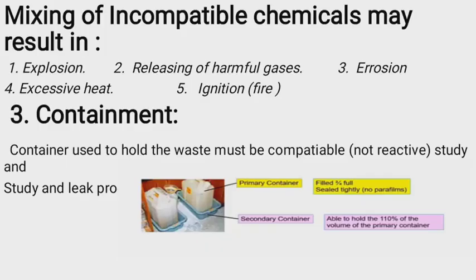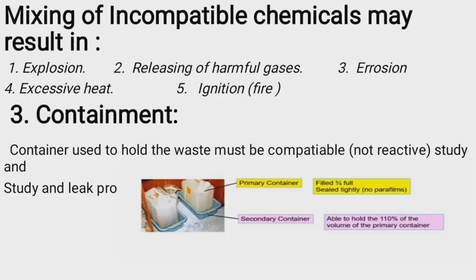Mixing of incompatible chemicals may result in explosion, releasing of harmful gases, rupture of the waste container, releasing of excessive heat from an exothermic reaction, and then ignition or fire. For example, mixing of incompatible chemicals may result in ignition fire, such as with nitrogen gas.